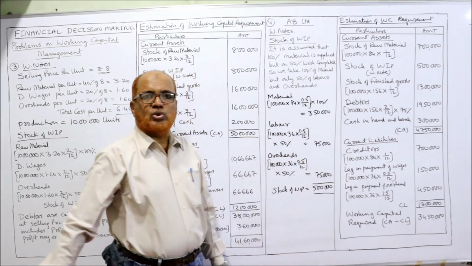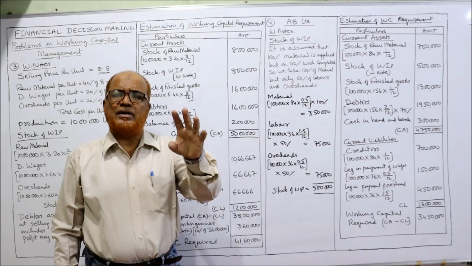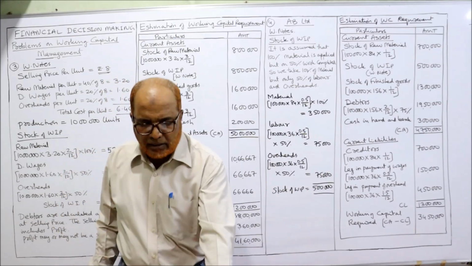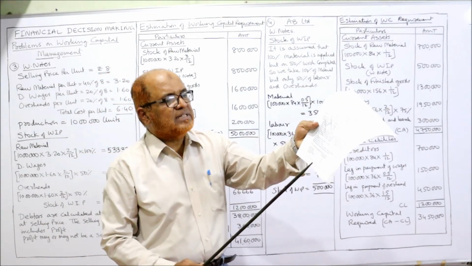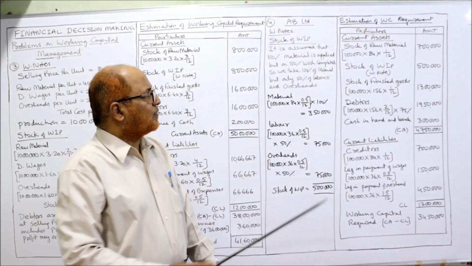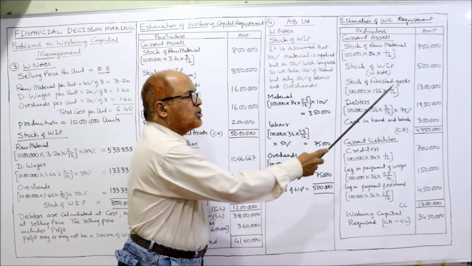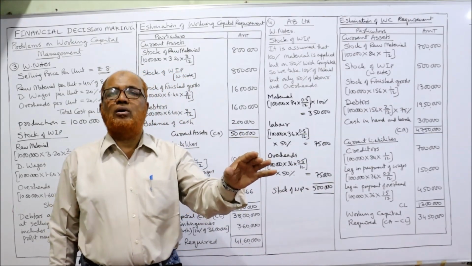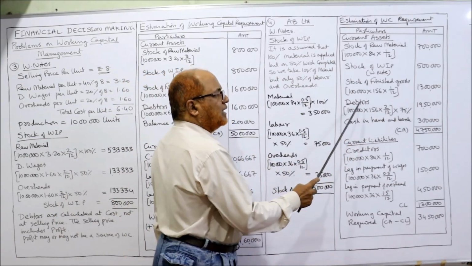Stock of finished goods. Finished goods means 100% material, 100% labor, 100% overhead. So what is the total cost per unit? It is given in the problem. The total cost per unit is 156. So for finished goods, we will take 1 lakh into 156 into 1 by 12. Finished goods are held in stock for 1 month. So 1 by 12. 13 lakh.